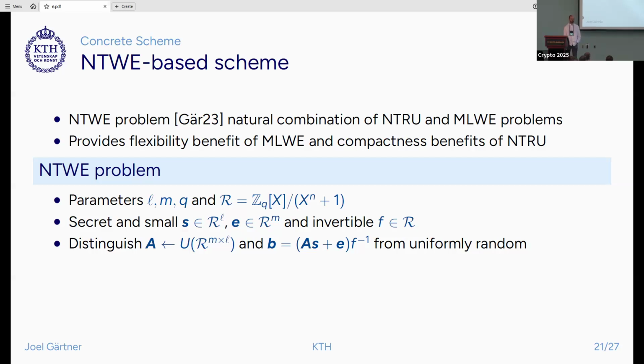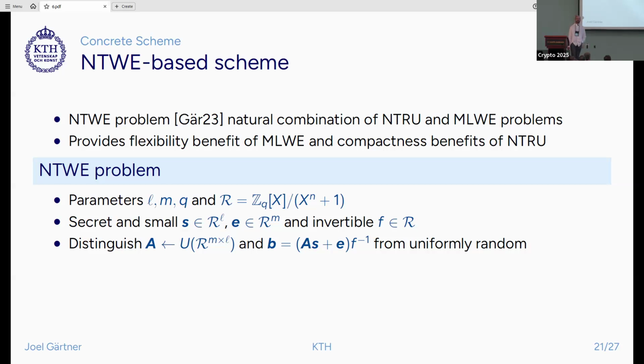And the MTW problem is quite similar to the MLW problem, where we have a secret vector S and an error vector E, and work in some polynomial ring with some dimension n. And additionally, similar to the denominator in an NTRU instance, we have a secret invertible element F.